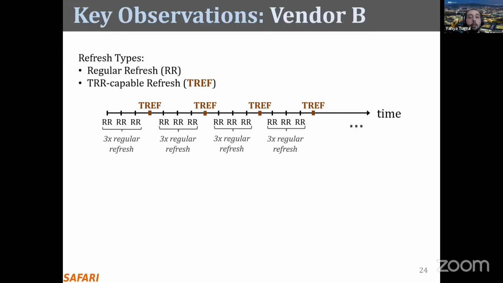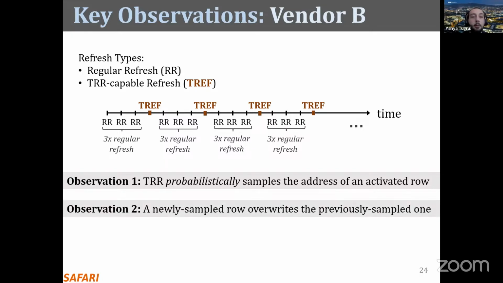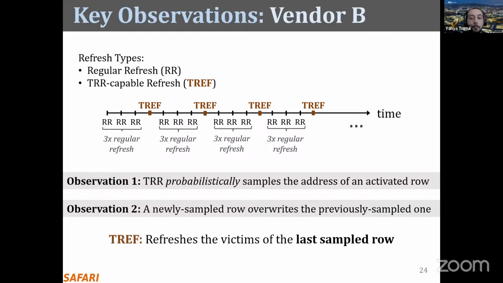So we make two key observations regarding how the TRR mechanism of vendor B operates. First, TRR probabilistically samples the address of an activated row as a potential aggressor row. And second, a newly sampled row overrides the previously sampled row, even if the previously sampled row didn't get a TRR capable refresh. So basically, a TRR capable refresh command targets the row address that has been last sampled by the TRR mechanism.